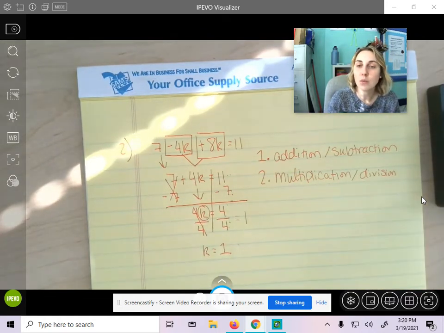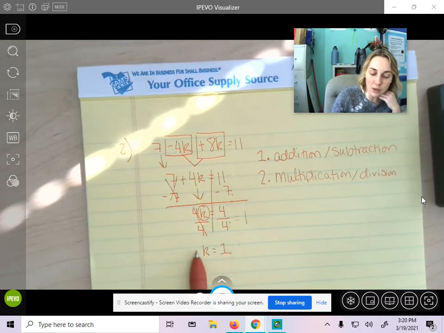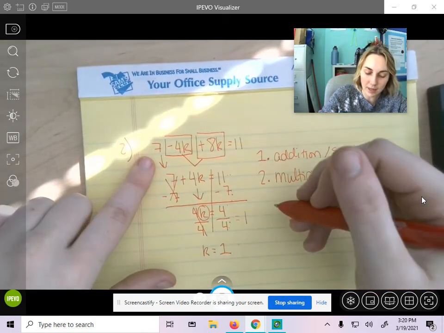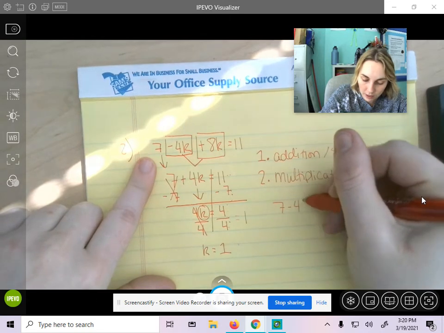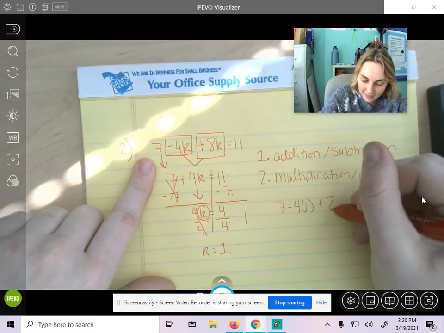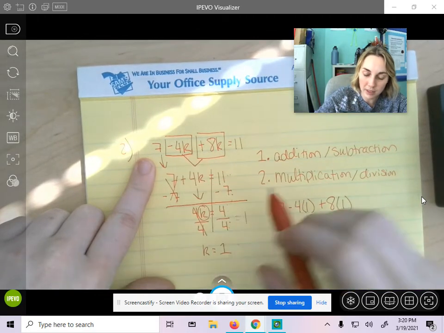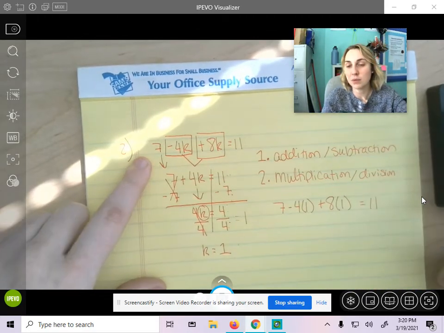And if you wanted to check your work, you can always do that as well. You can check your work by plugging in your variable into the original equation and making sure that it is equal to 11. So let's go ahead and do that. We had 7 minus 4, I'll put a 1 there, plus 8, and I'll put a 1 there, because k is equal to 1, so I'm substituting it in. And we have to make sure that this is equal to 11.